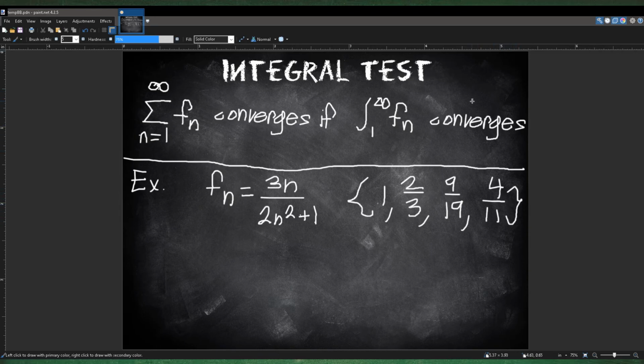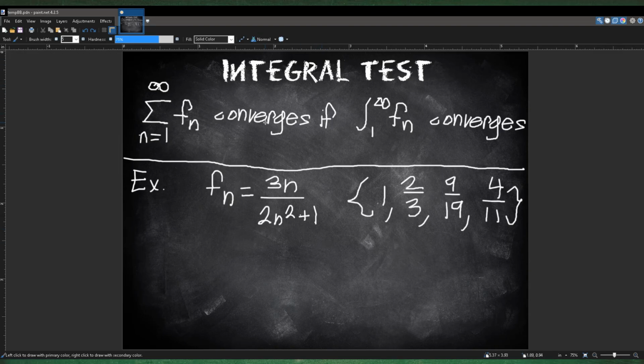Okay. So looking at this sequence, we can tell that this number seems to be decreasing, right? Because that's 1. This is about 0.67. This one is roughly 0.45, I'm guessing. And this is roughly about 0.36 or 0.37. So you see that the number is decreasing over time. So does this tell us that this sequence 3n divided by 2n squared plus 1 converges?